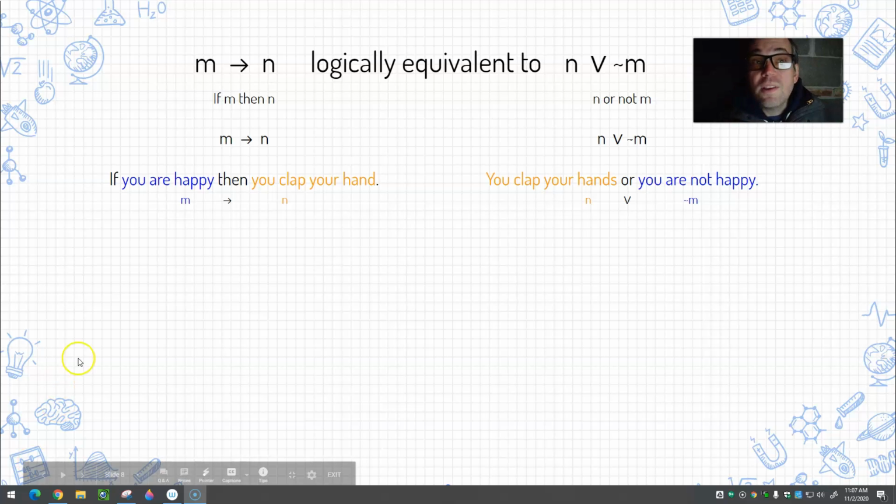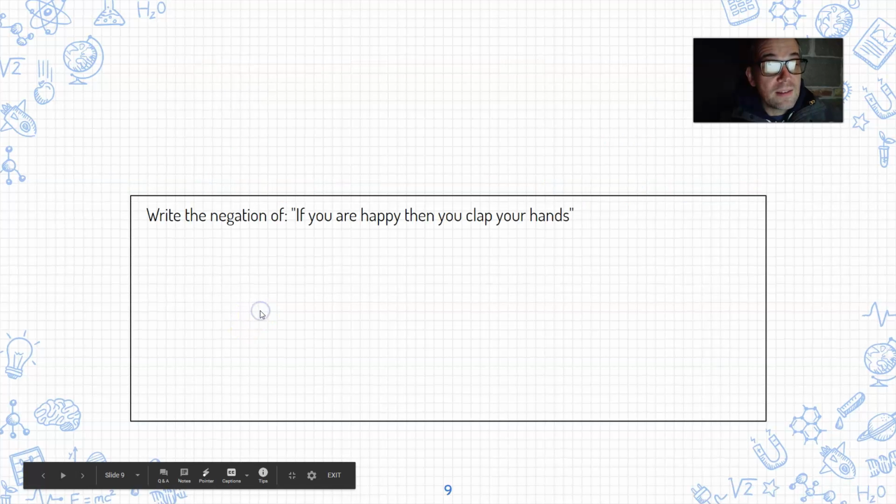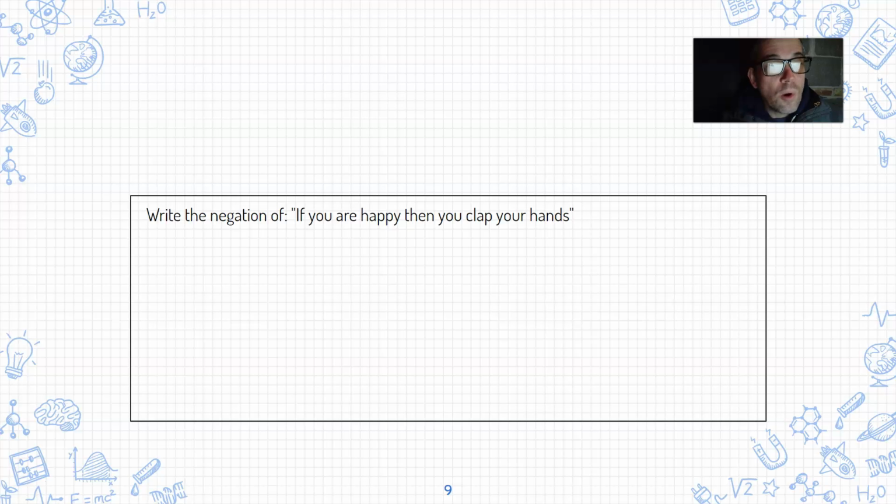Great. The reason why we want to be able to do that is there are times when we are asked to write the negation of a conditional statement. What does it mean to say it's not the case that if you are happy, then you clap your hands? That's kind of a mouthful. I don't want to walk around being like, hey, it's not the case that blah, blah, blah. We don't want to do that.